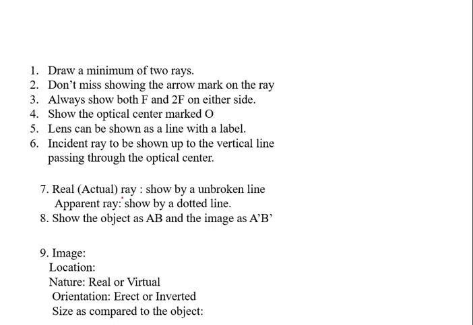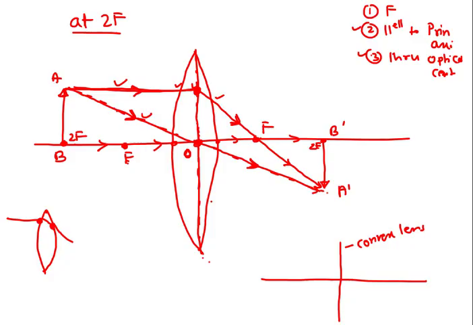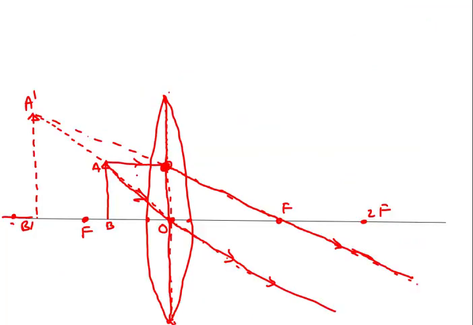7th point, real rays are to be shown by an unbroken straight line, whereas apparent rays are shown by a dotted line. So in this case, we have all real rays, so they have been shown by a straight line. If we take the example of an object placed between focus and optical center, then we will get rays which are not real rays, which are apparent rays. So I have shown them as dotted lines, as you can see over here.